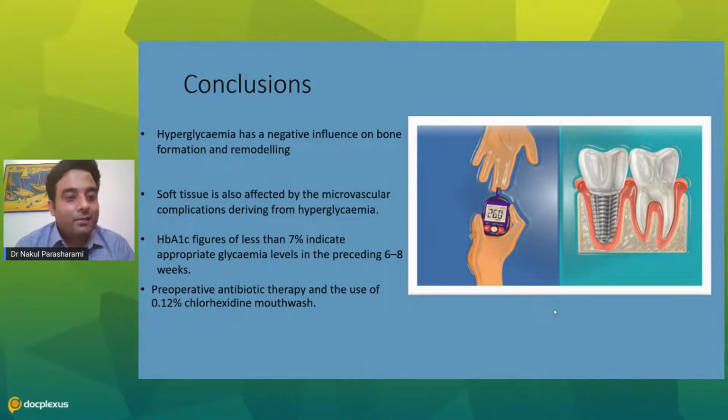An HbA1c figure less than 7 indicates that blood glucose levels were appropriate in the preceding 6 to 8 weeks, and giving a thorough antibiotic therapy and chlorhexidine mouthwashes can go a long way in achieving adequate healing in a patient with diabetes. Next slide.